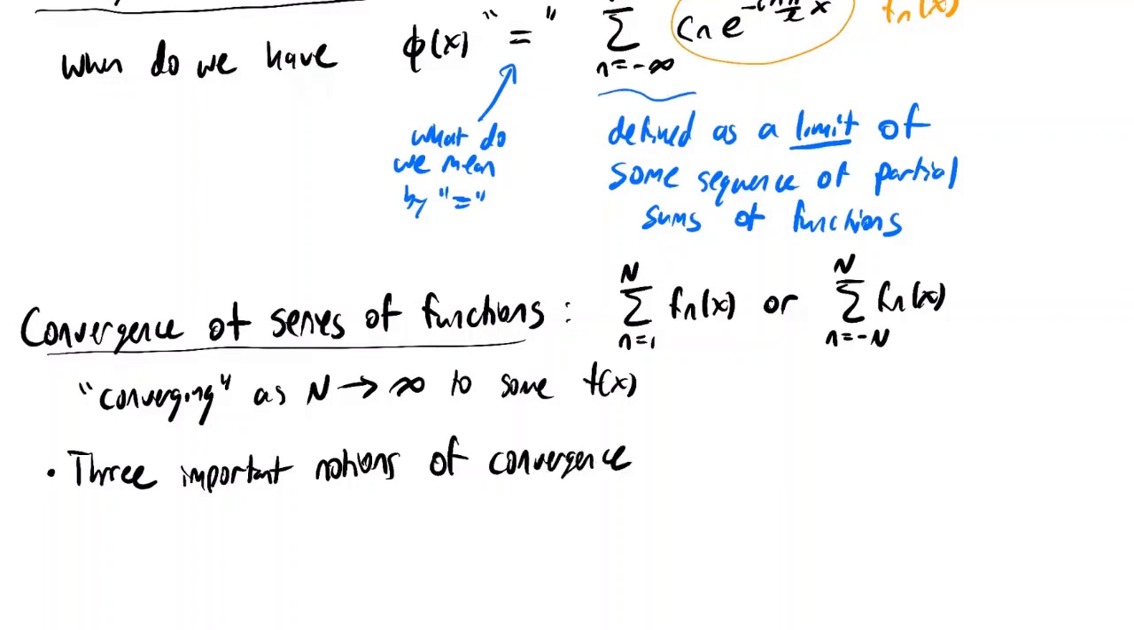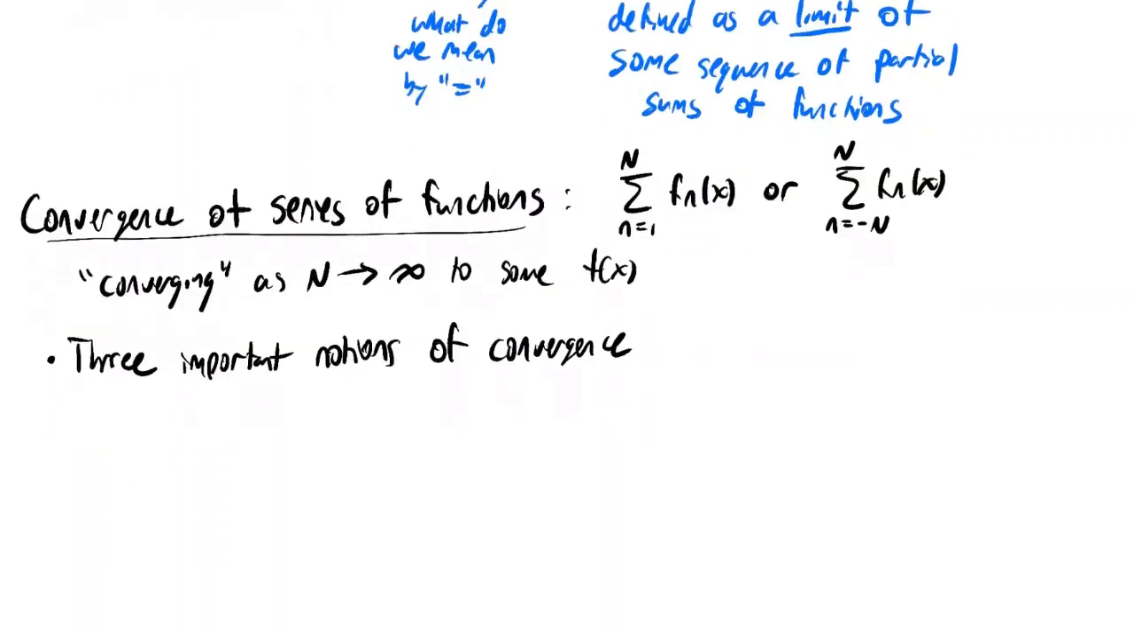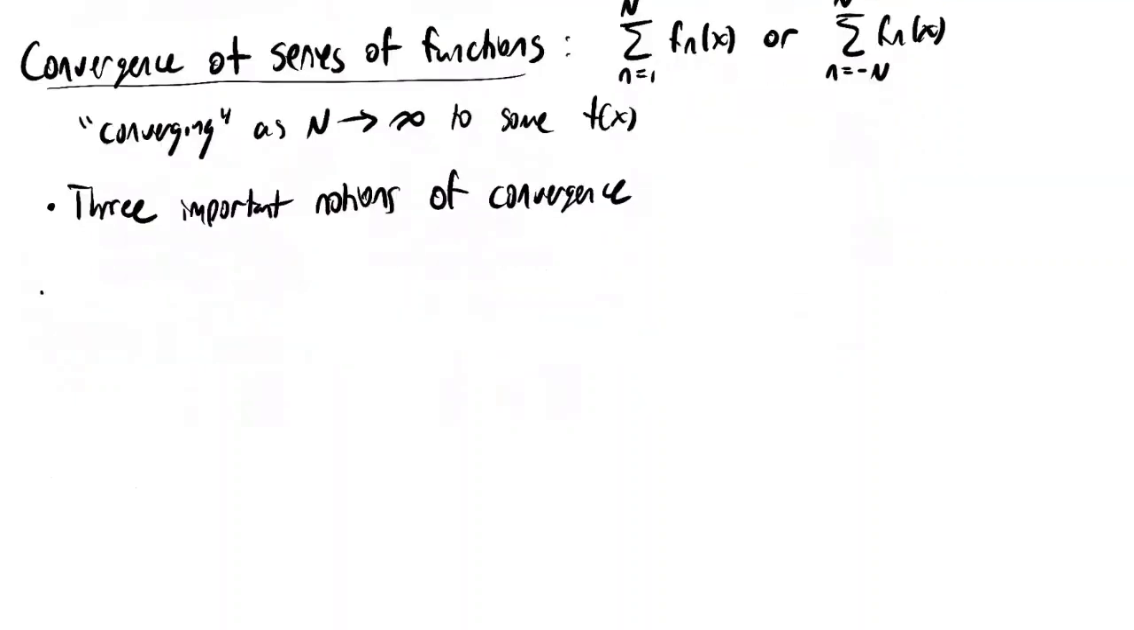Right, and so I'm going to go over all of these now. The first is probably the most familiar to you, which is what you would have learned when you first talked about infinite series of functions, for example, Taylor series. And so this is what's usually called pointwise convergence.